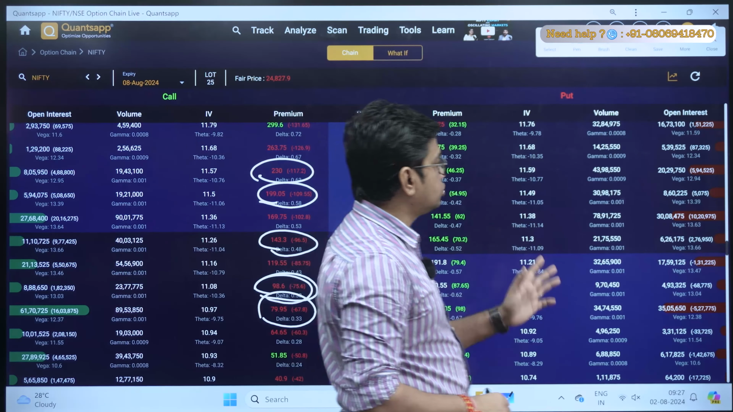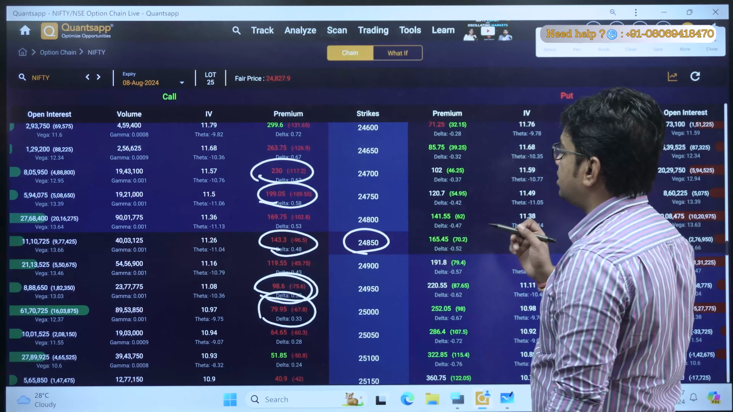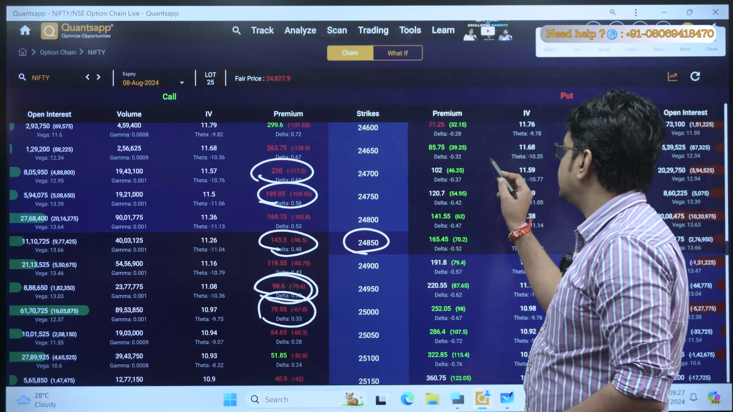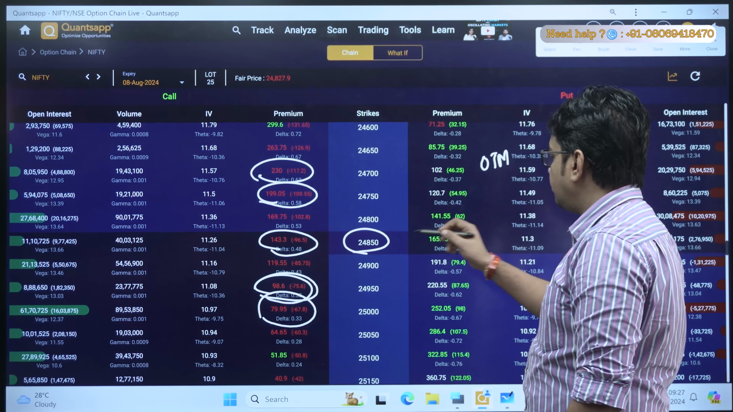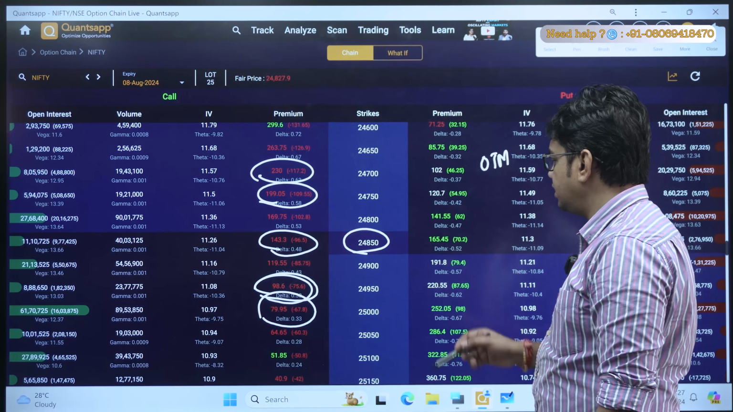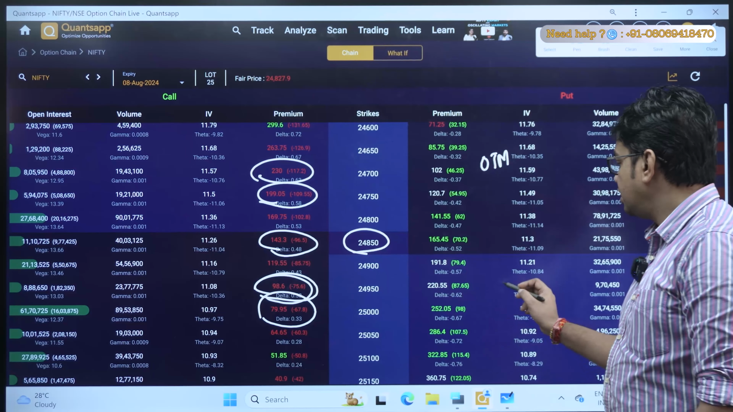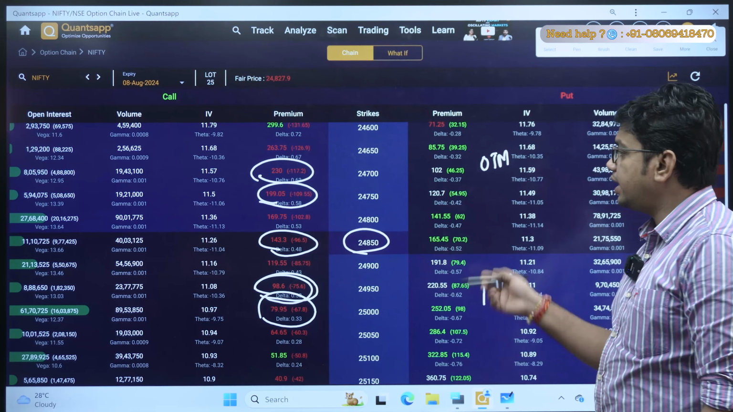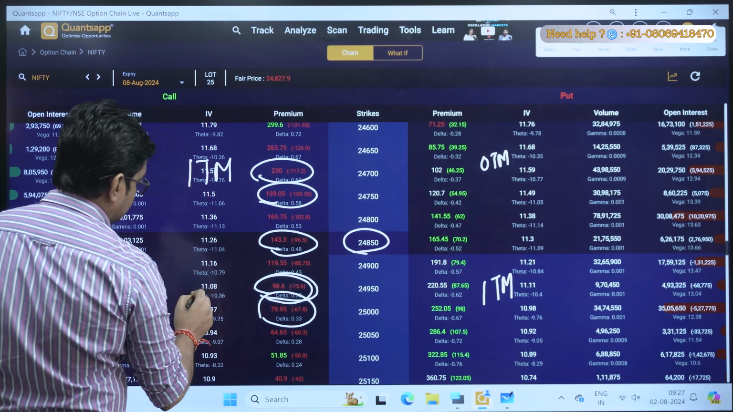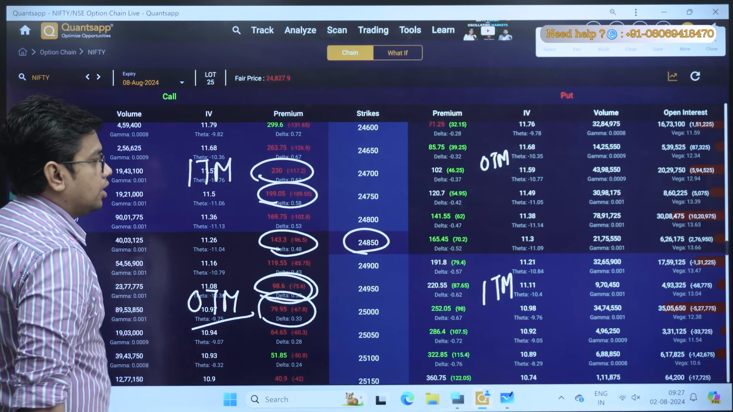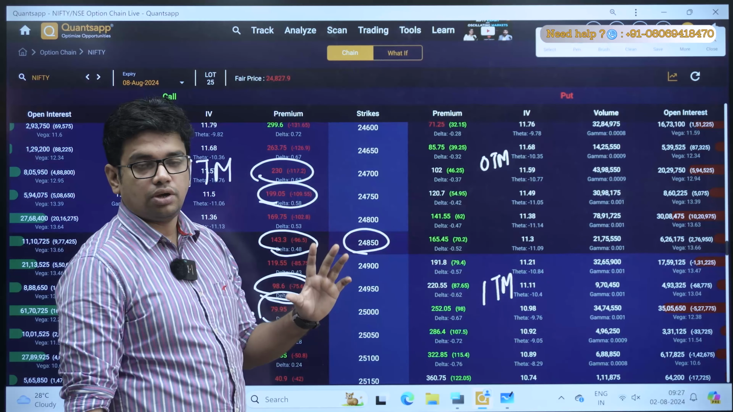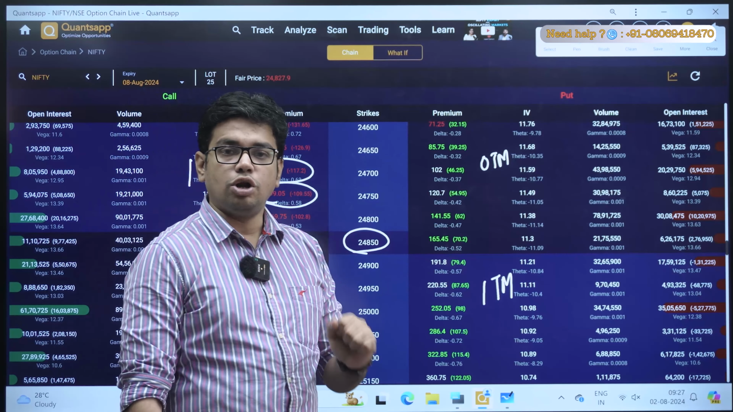Similarly it goes for put also. When the strike is below the spot, below the fair price right now, it will be considered as OTM. And when the strike is above the spot, it will be known as ITM for put. Exactly opposite of the call option. So you can see this is the difference between ITM and OTM. In OTM the prices are always cheaper, in ITM the prices are always expensive.